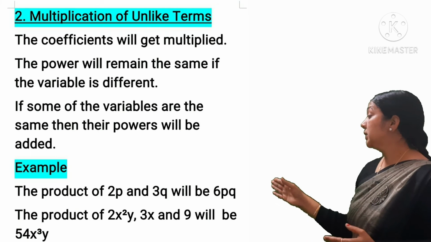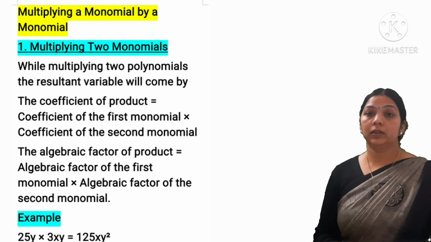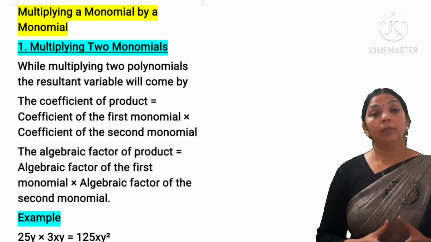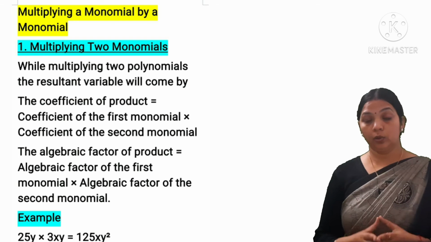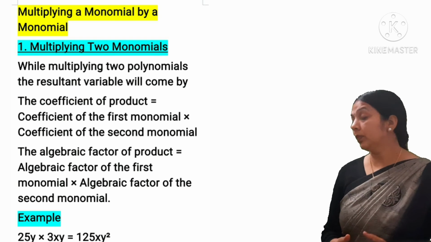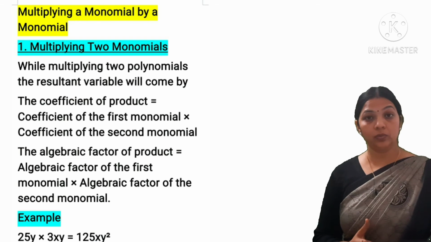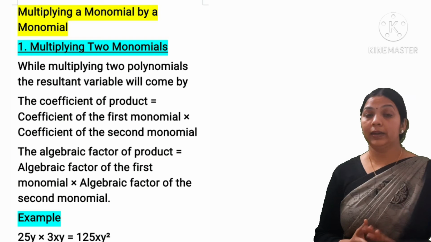So it would be 6pq. This is how we multiply the unlike terms. Now, multiplying a monomial by a monomial. If we want to multiply two monomials, that means one monomial with one monomial, the unlike terms remain as they are.